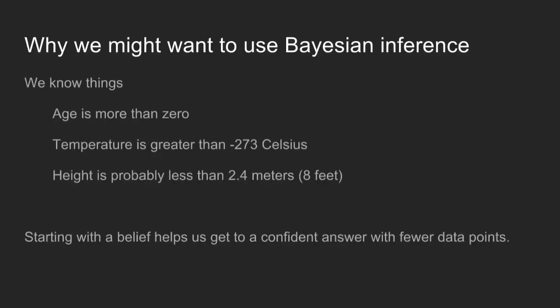So there's a lot of times that it makes sense to use Bayesian inference. Sometimes we just know things. Like if we're measuring age, we know that everyone is more than 0 years old. And so we can take that information and build it in, and we can get sharper estimates with fewer measurements.